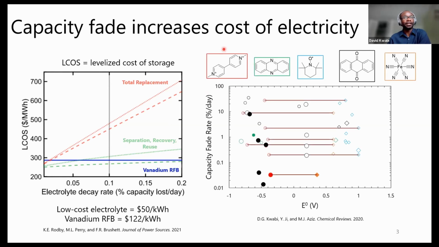If you look at organic flow battery chemistries that have been studied in the literature, you'll see that the fade rates that have been measured are quite a bit higher than 0.1% per day. That was identified in a previous study as a threshold below which organics will probably be competitive. So there's a pressing need to really understand and improve upon capacity retention in these systems, and that is what a lot of my group does in this area.